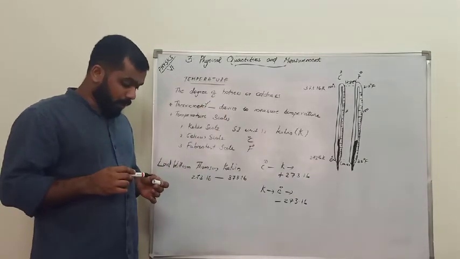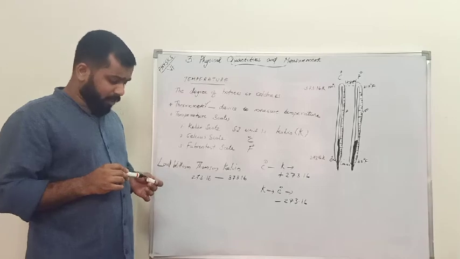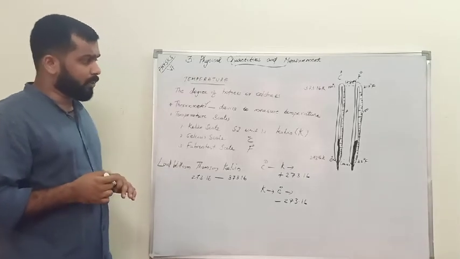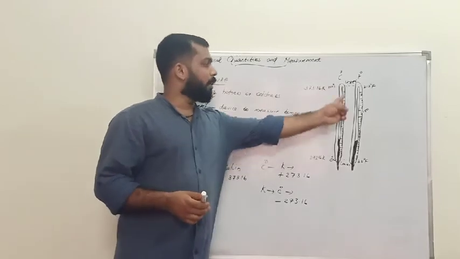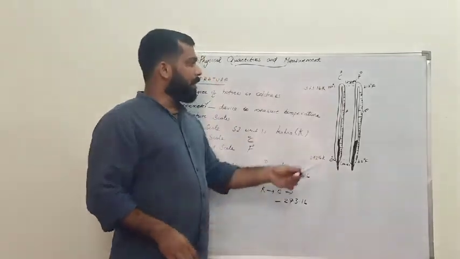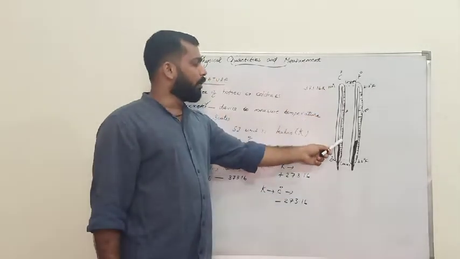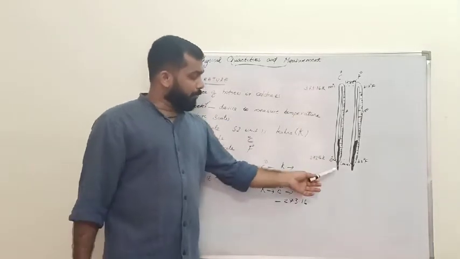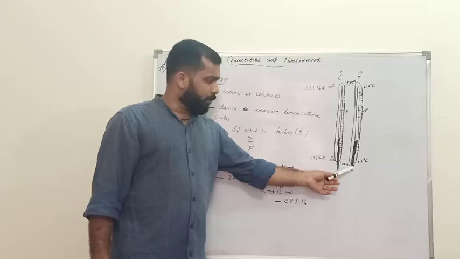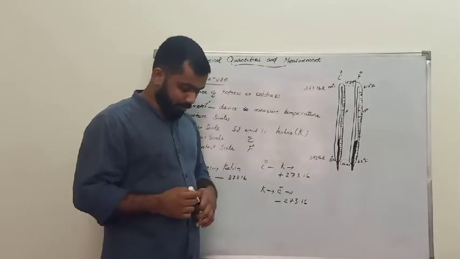So before we go to the thermometer, normally the construction of a thermometer is a glass tube. Inside the glass tube there is a narrow, small hole. And at the bottom, there you can see something a little more darkened. That is called a bulb.